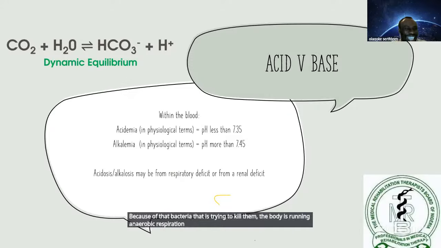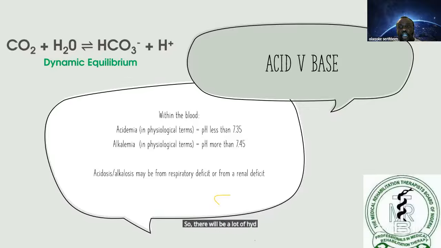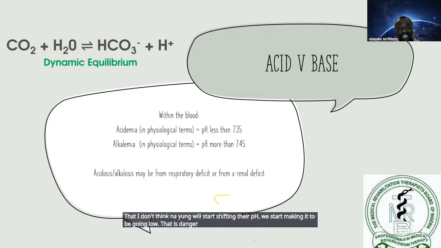Their body is now making lactate. So there will be a lot of hydrogen ions in their body. That hydrogen ion will start shifting their pH, making it go low. That is dangerous for them. They're going to die. So what is going to happen? Your body will switch back to the counterpart of hydrogen, which is CO2, by blowing out CO2.